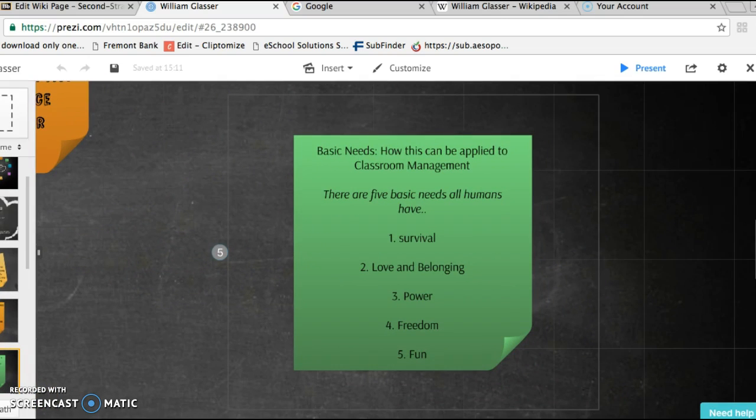Basic needs are, as it sounds, the needs that we have in order to live each and every day, and that's broken down into 5 categories: survival, love and belonging, power, freedom, and fun. With survival, self-explanatory, it's the things we have to do to survive. Love and belonging is really close to nurturing, how we survive with love and belonging and the feeling of being nurtured and loved by one another.